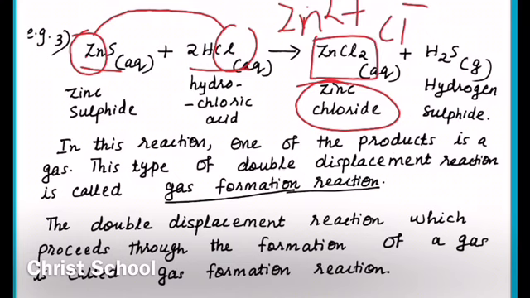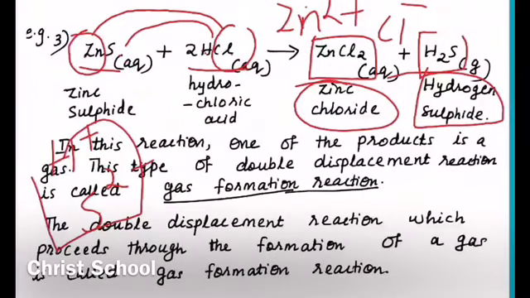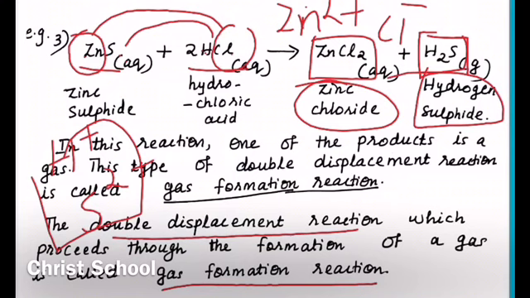Second exchange, the second cation with the first anion. Hydrogen combines with sulfide. Hydrogen sulfide: hydrogen cation formula H plus, anion sulfide S2 minus, and the formula of hydrogen sulfide is H2S. And when you check the physical state, you can see that hydrogen sulfide is a gas and zinc chloride is an aqueous solution. So this type of double displacement reaction is called gas formation reaction because it proceeds through the formation of a gas.